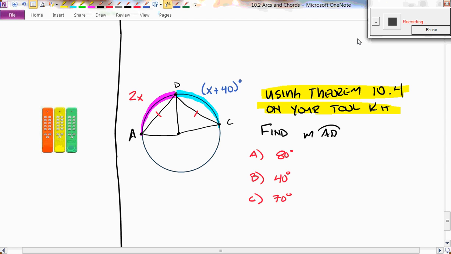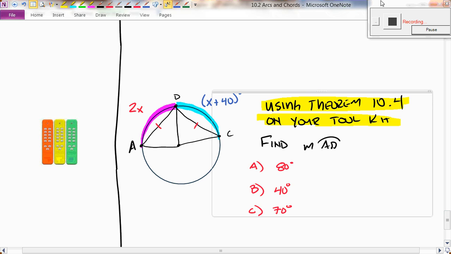All right. What's theorem 10.4 say? Sum it up. If the chords are congruent, then the what? The arcs are congruent. So you can set 2x equals x plus 40, and find the measure of AD has to be 40. So everybody got that one right. Nice job. And I think that's the last one. Everyone that voted got that right. We are done there.